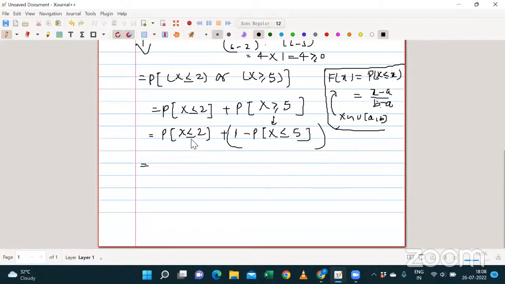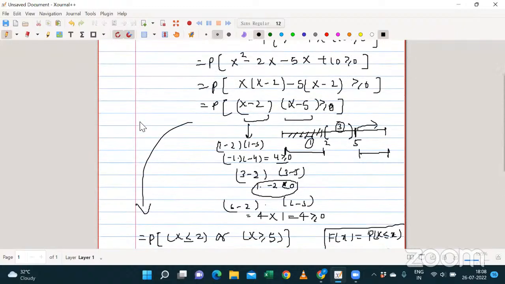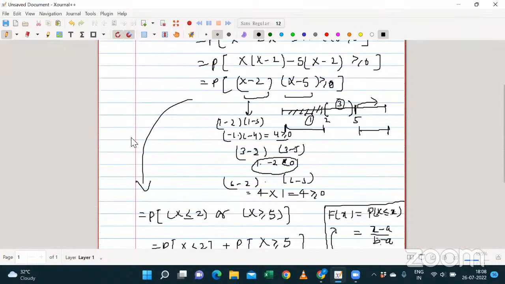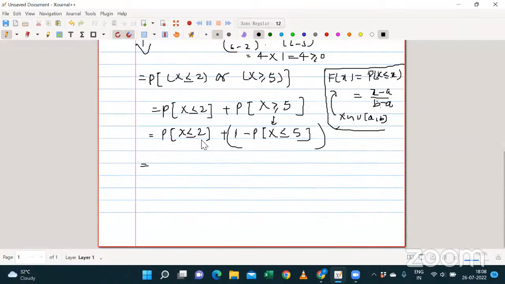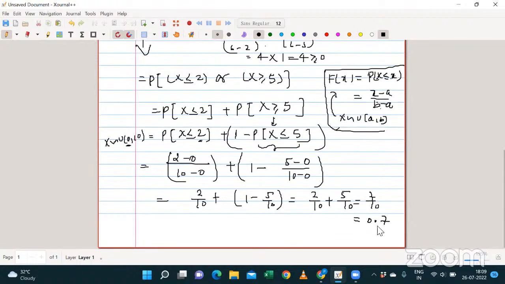Now, what is this? Initially, your x follows uniform 0 comma 10, right? So for x it is 2 minus a, the lower limit 0, divided by b minus a, which is 10 minus 0. Now 1 minus, for this, it will be 5 minus 0 divided by 10 minus 0. So I can write 2 by 10 plus 1 minus 5 by 10, which will give you 2 by 10 plus 5 by 10 equal to 7 by 10, which is nothing but 0.7. I think this is the correct answer.